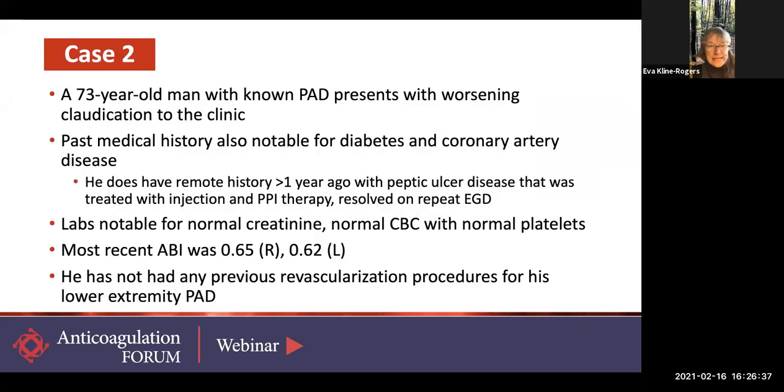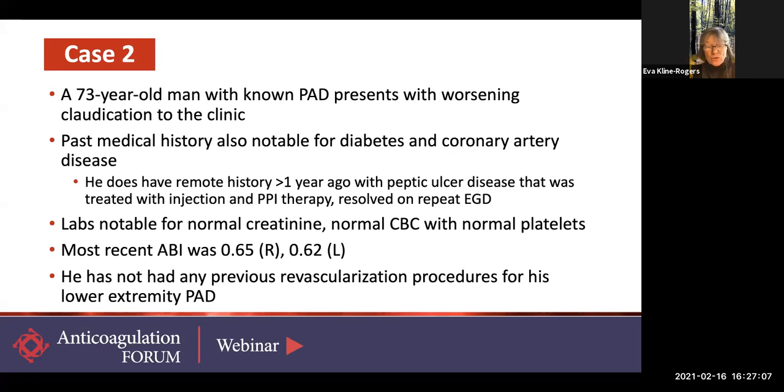Okay, second case is a 73-year-old man with known PAD who presents to clinic with worsening claudication. His past medical history is notable for diabetes and CAD. He also has a remote history, greater than a year ago, of peptic ulcer disease that was treated with injection and PPI therapy, and on follow-up EGD, this had resolved. Also notably, he is not currently on PPI therapy.